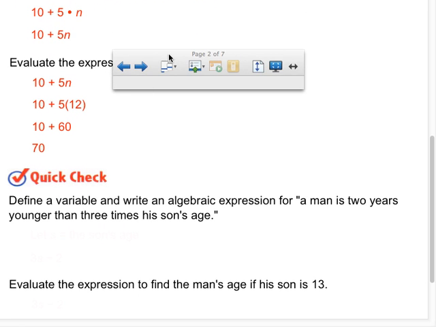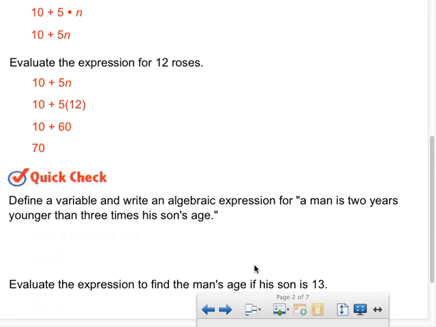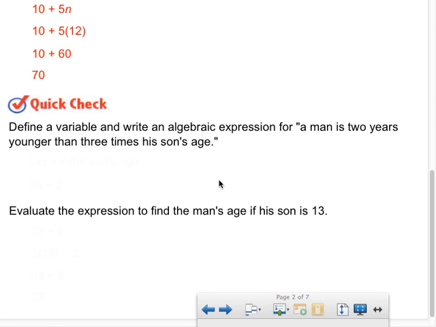All right, so now what I want you to do is I have this problem. I want you to create an algebraic expression for this word phrase, and then I want you to evaluate your algebraic expression for 13. So I'll read it to you. Define a variable and write an algebraic expression for a man. A man is 2 years younger than 3 times his son's age. Okay. Then you're going to evaluate that expression to find the man's age if the son is 13.